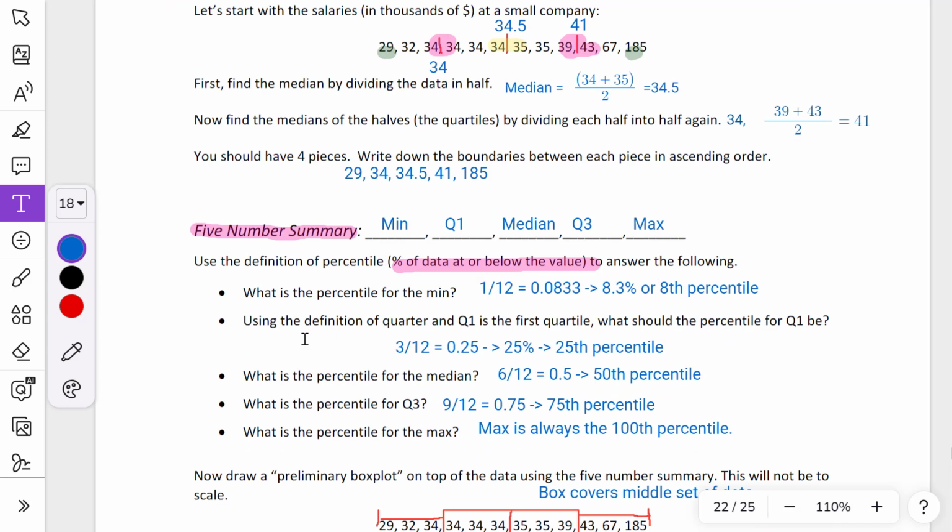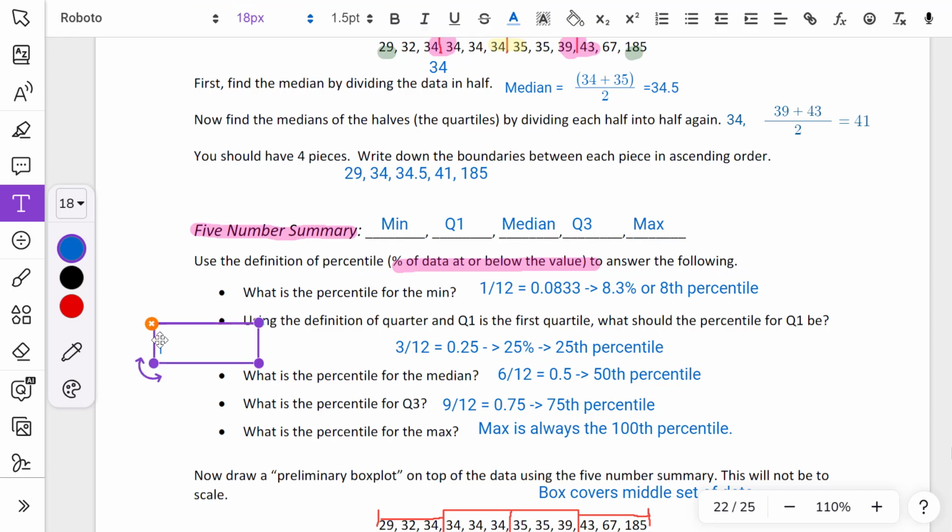Okay. Then quartile, what is quartile? That means we're going to take a quarter of the points, at or below, and 3 out of 12 is 0.25, or 25%, 25th percentile. And when you think about it, think of a quarter, right? So think of 25 cents.